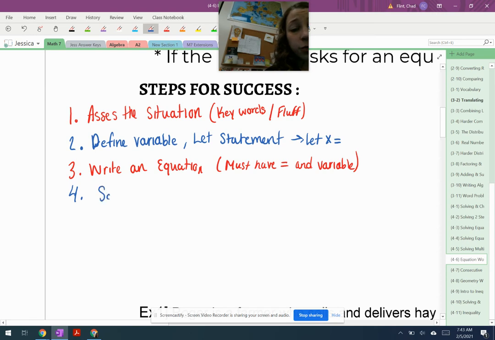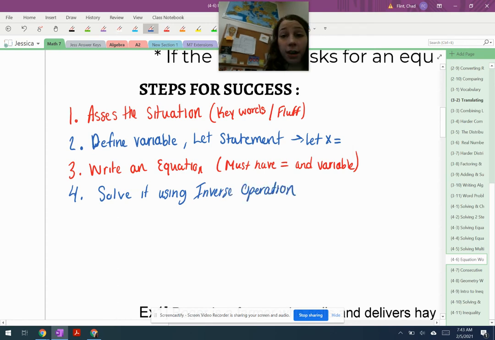Fourth, once you write the equation, you naturally have to solve it. And I'll just be specific, using inverse operations, right? Like we've been doing, isolating that variable. Solve it using inverse operations, aka isolate the variable.